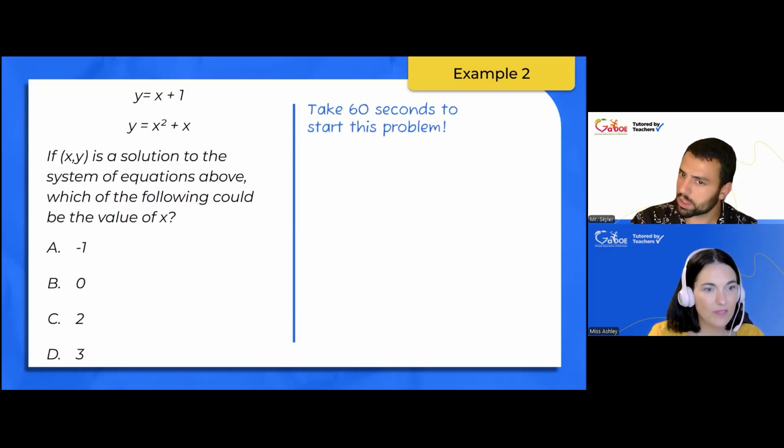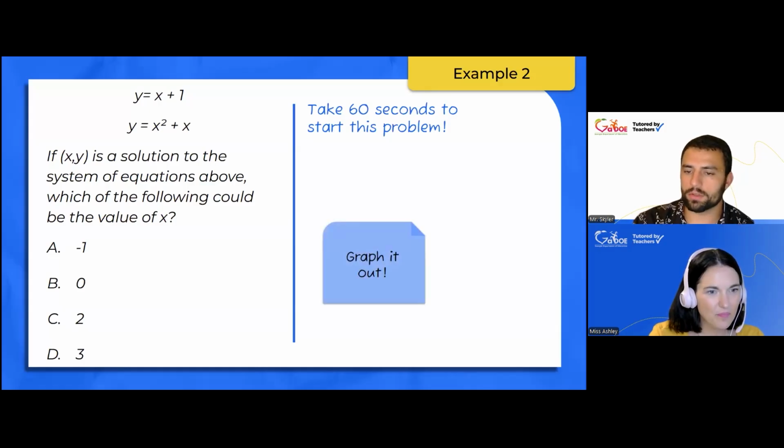Now, we're going to slow down. I've been talking fast. I want to give you guys 60 seconds to work this on your own before we open up any polls, before we do any explaining, before we get crazy. 60 seconds. You guys go ahead.